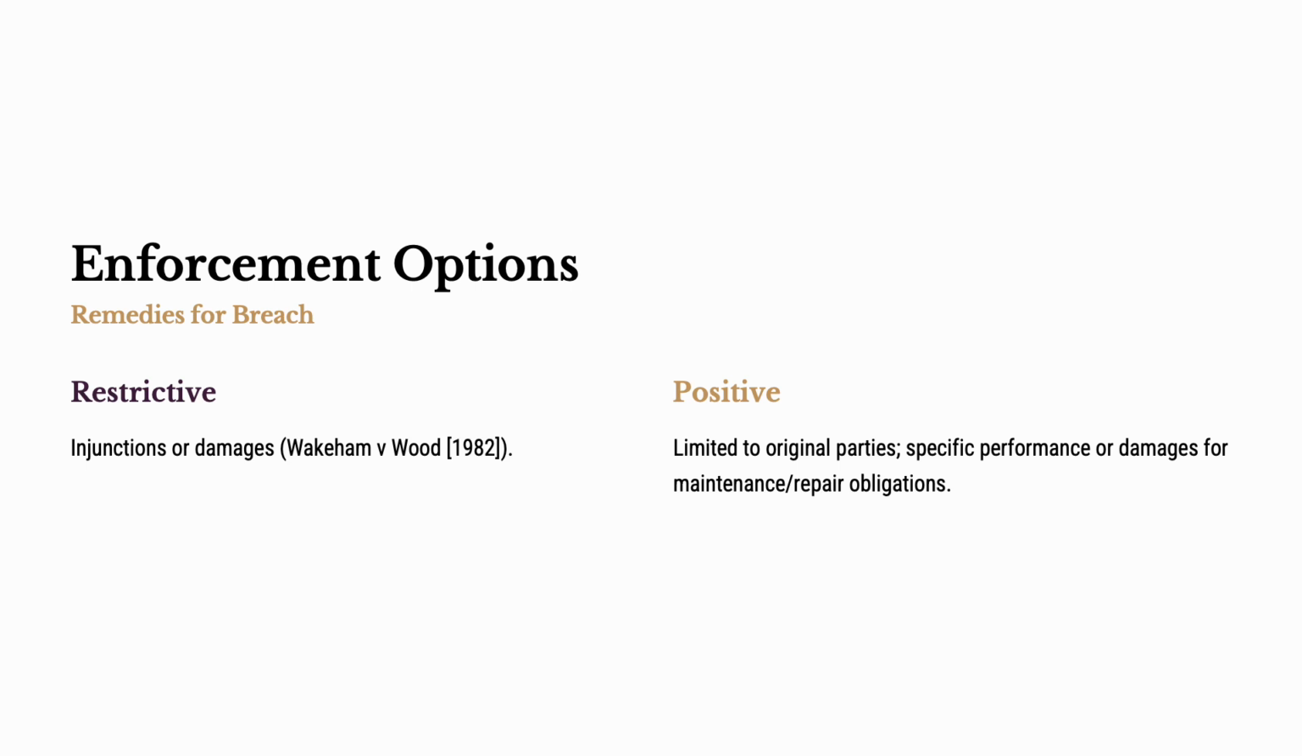For restrictive covenants, the primary remedy is an injunction, a court order requiring the defendant to stop a breach or refrain from future breaches. Injunctions are equitable remedies granted at the court's discretion. Courts consider various factors when deciding whether to grant an injunction or not.